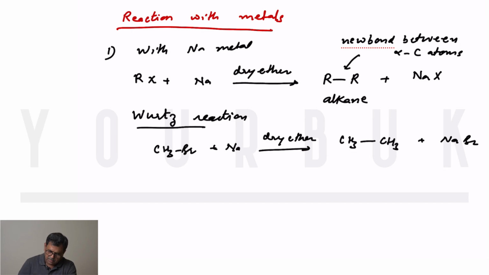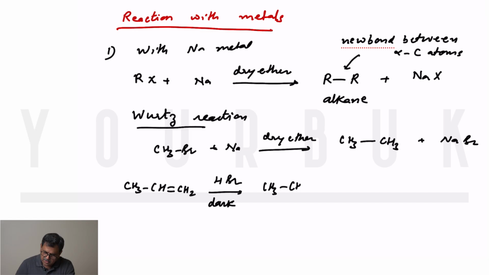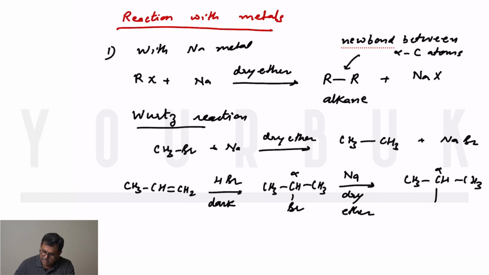Now we'll take one more example in the form of a question. Now this is CH3-CH=CH2. This is alkene. So we are adding HBr in the dark according to Markovnikov's rule, which gives CH3CHBrCH3. Now we are reacting it with sodium in the presence of dry ether. Now you have to form a new bond between the alpha carbons. So CH3-CH, this is your alpha carbon, and form a new bond between the alpha carbon atoms.